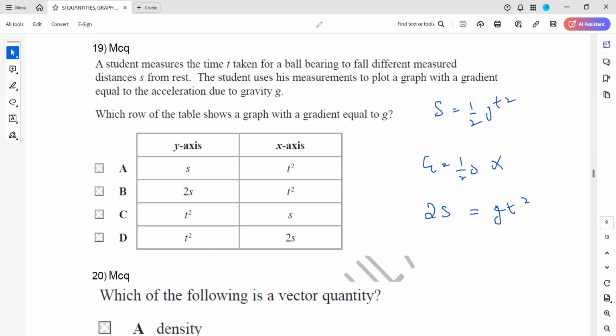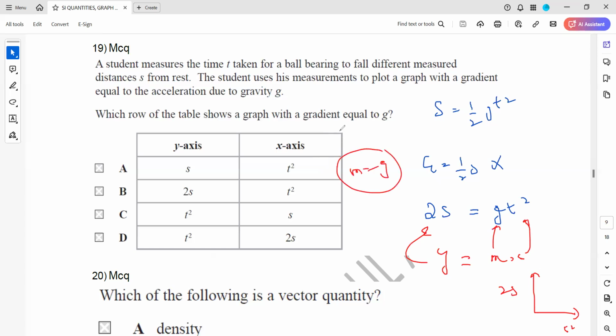So if 2s is equal to gt square, and now I plot 2s on the y-axis and t square on the x-axis, what will be my gradient? My gradient will be equal to g only. If I plot distance on the y-axis and time square on the x-axis, the gradient will be equal to half g. That's why B is the right answer.